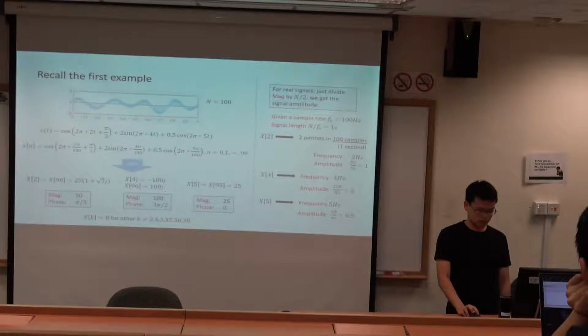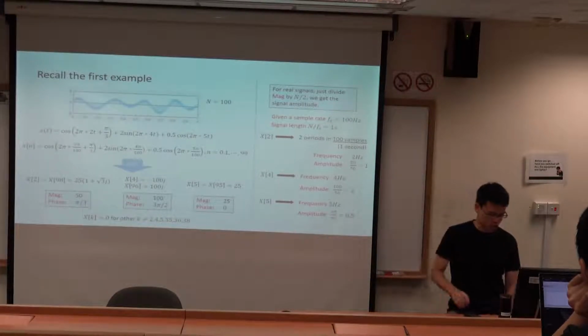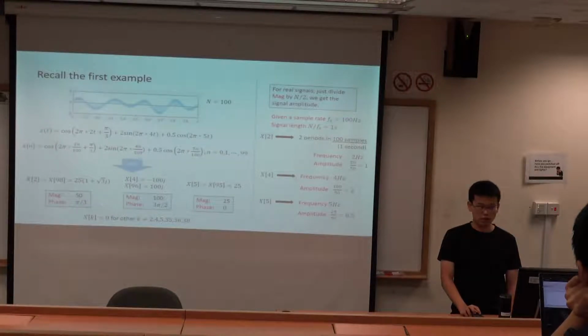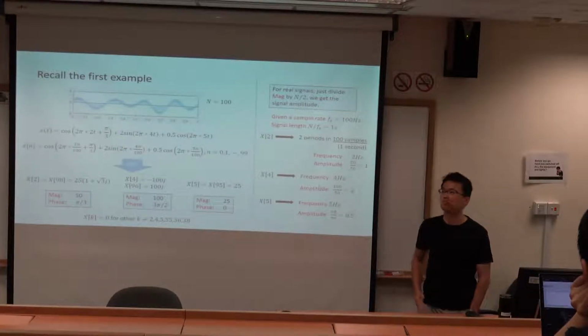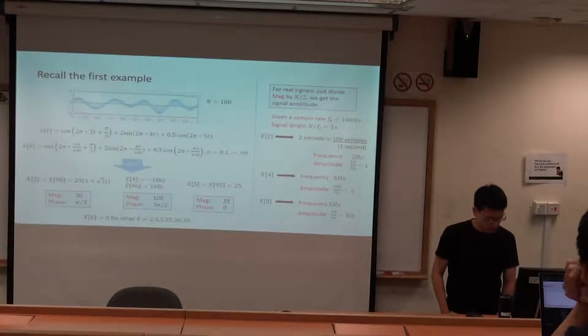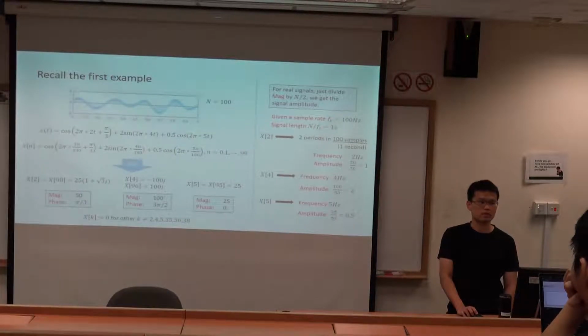Similarly, we get the results of X4 and X5, and we transform them into frequency and amplitude. That's how DFT works. So before I move on, I want to make sure you understand all this. Please ask any questions.